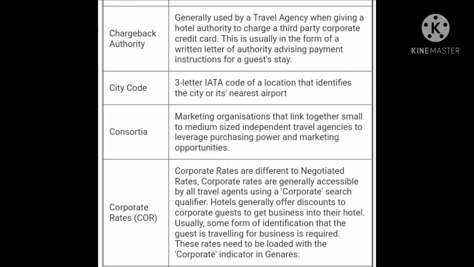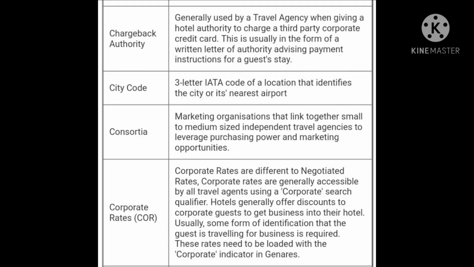Chargeback authority, generally used by a travel agency when giving a hotel authority to charge a third-party corporate credit card. This is usually in the form of a written letter of authority advising payment instructions for a guest stay. Next is the city code, three-letter IATA codes of a location that identifies the city or its nearest airport.